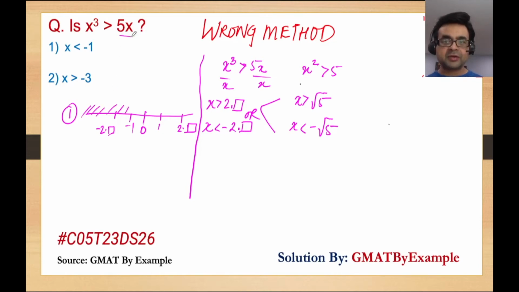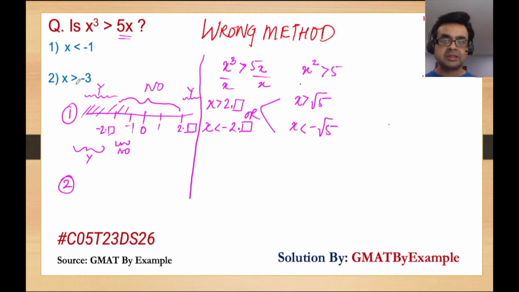If I were to satisfy this question and answer it with a yes, then what I said was x would be either here, greater than 2 point something, or here, less than minus 2 point something. So this is my yes zone, and then this will be my no zone. So when x is given to be less than -1, I have some values of x in the no zone and some values of x in the yes zone. So sometimes I would answer the question as yes and sometimes no, hence it is insufficient.